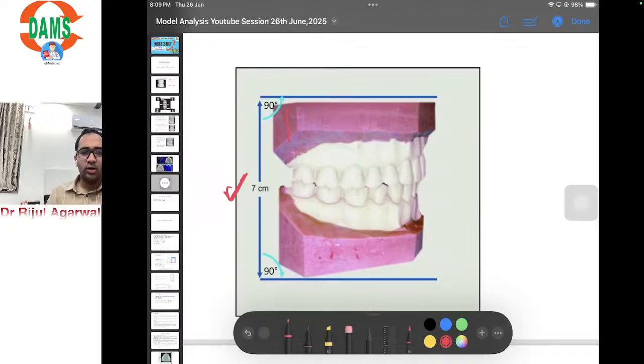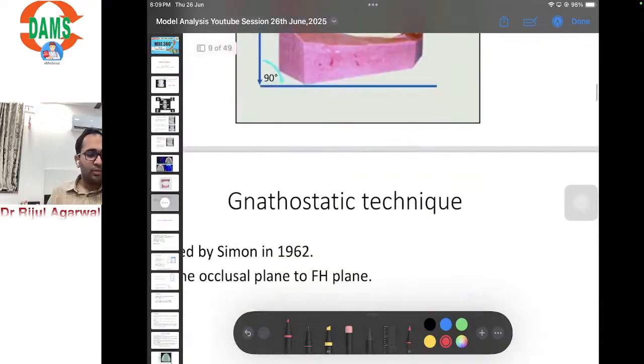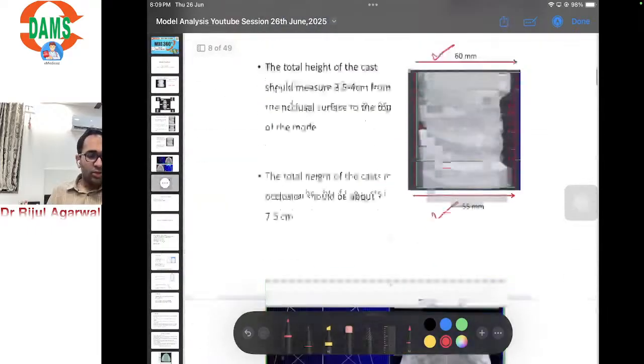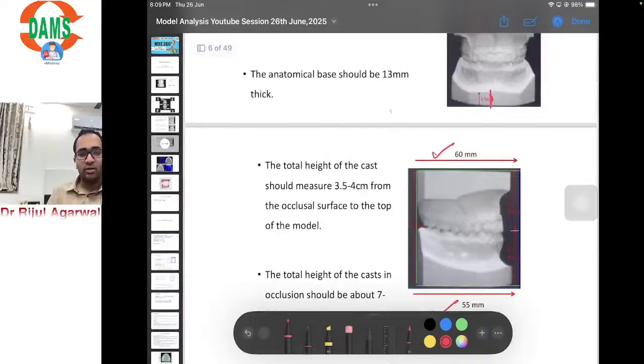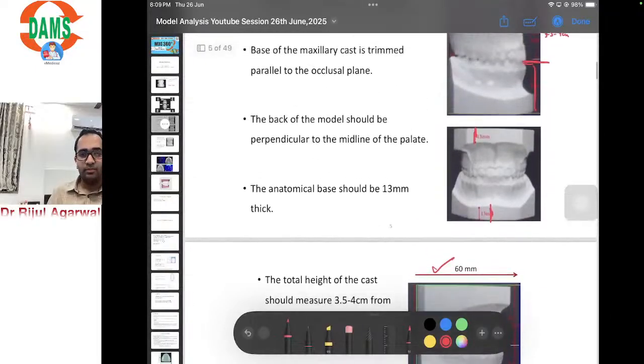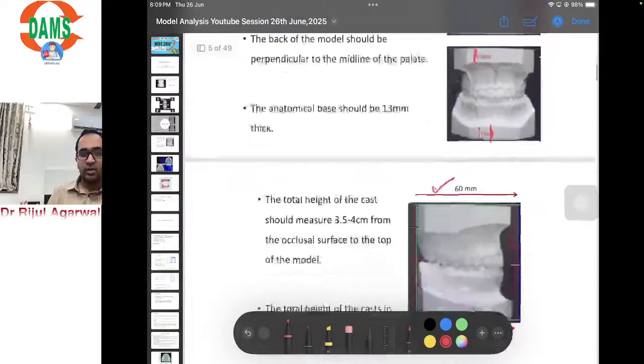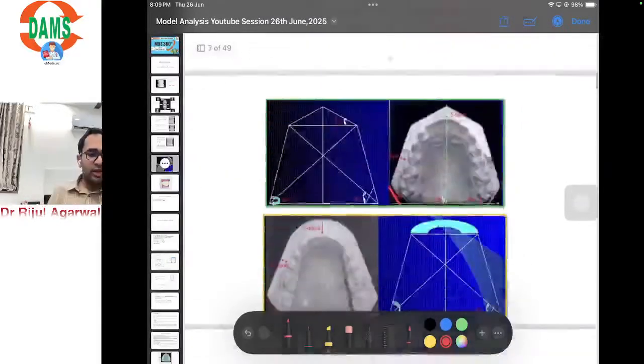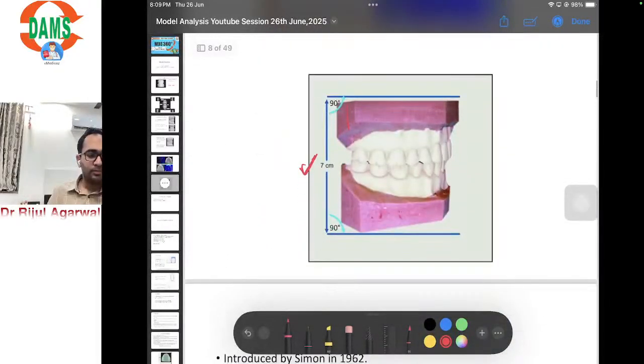It is a PYQ. Angulation with the base should be 90 degrees. Okay, so just remember these dimensions. They are very, very important. Thickness, the breadth, the width, the height, the angulations.